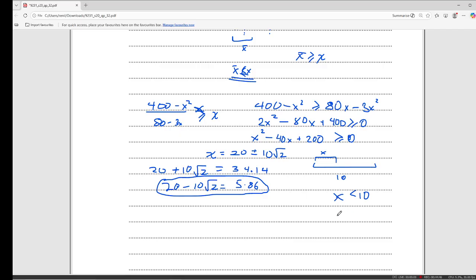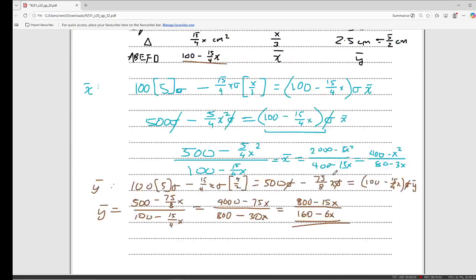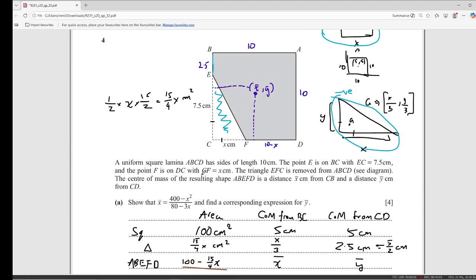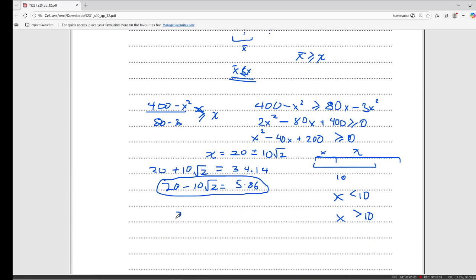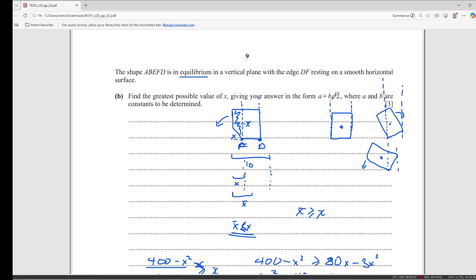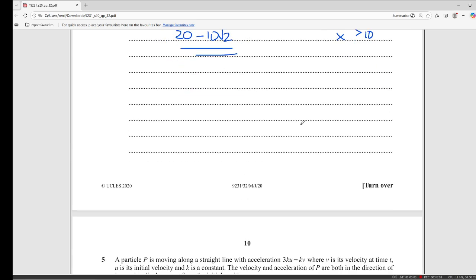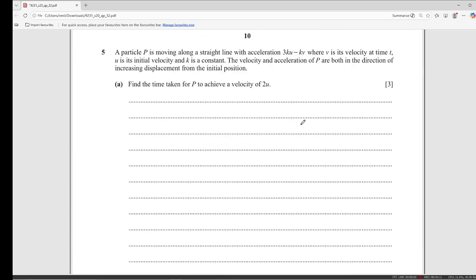X cannot be greater than 10 because then x would be somewhere like this. This should be x. Since x is a part of CF, where F is on DC, x must be lower than 10, and as such 20 minus 10 root 2 is going to be the value of x, and that is exactly how they wanted it to be. Alright, so equilibrium solved. Now we've got linear motion under a variable force.